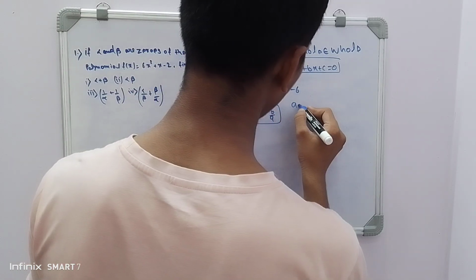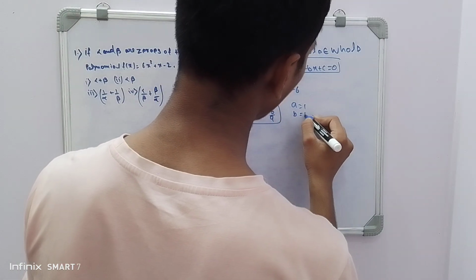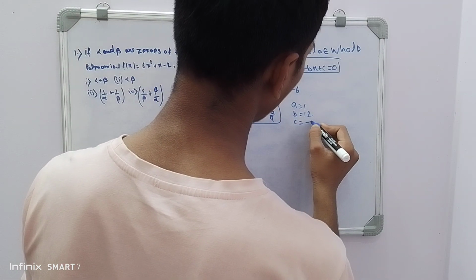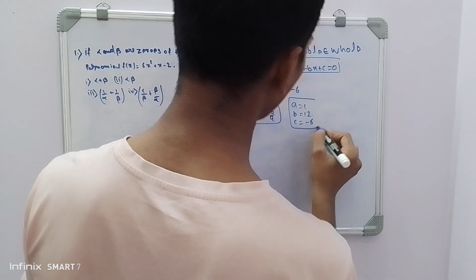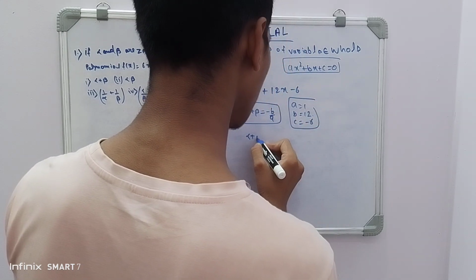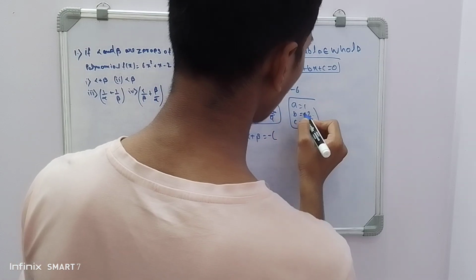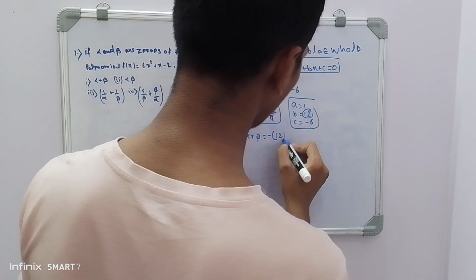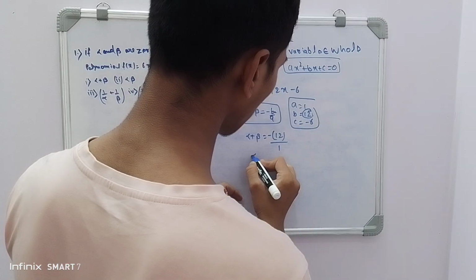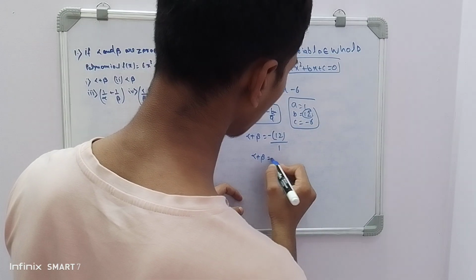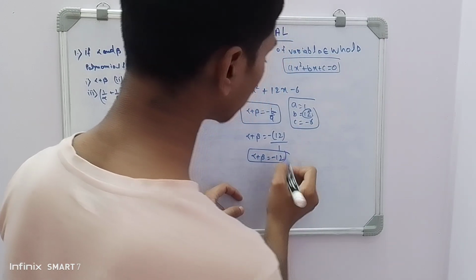So a we have which is 1, b we have which is 12, and c we have which is minus 6. This is what we have. And alpha plus beta you have to find, that means minus, and then the value of b we have 12, so right here the 12, and a we have the 1, so alpha plus beta is going to be minus 12. This is what you get.